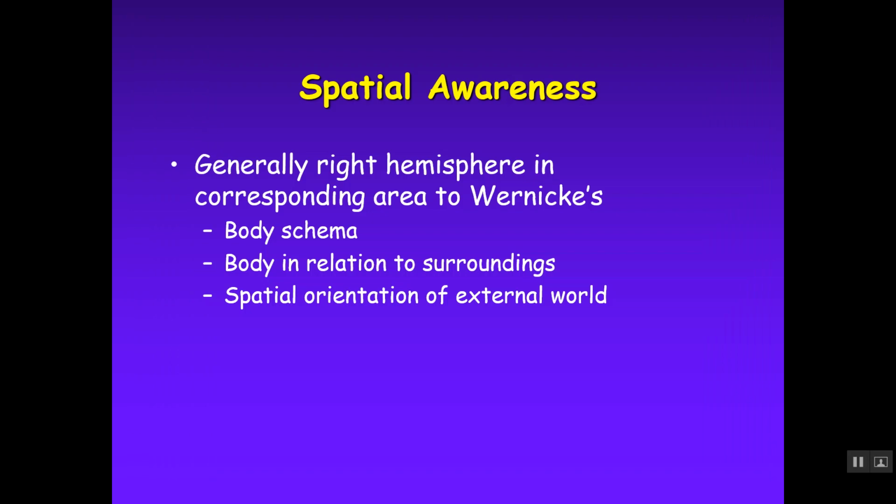I think on Monday we'll get into damage to that and look at different aphasias and show you some videos of different types of aphasias. Spatial awareness is mainly on the right side of your brain, in the area corresponding to Wernicke's. This is where you get body schema, awareness of your own body in space and how it relates to the surroundings, and spatial orientation of the external world. Patients with right-sided damage, like from a stroke, might sit way over to one side and are not sure about where they orient themselves to midline and alignment.